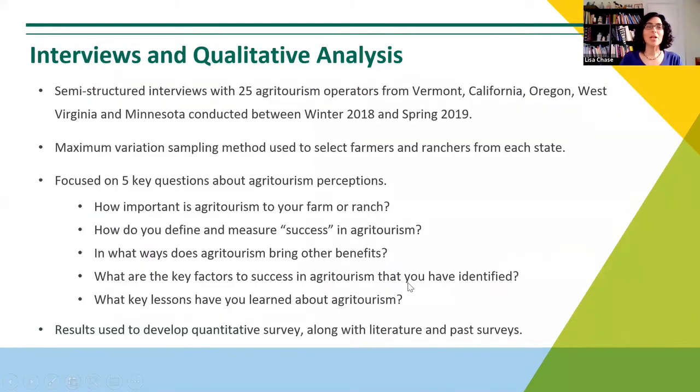We started off the study with interviews and qualitative analysis. This is an integrated research and extension study. So we started off with semi-structured interviews of 25 agritourism operators from 5 different states around the US: Vermont, California, Oregon, West Virginia, and Minnesota. All that was conducted pre-COVID, and we focused on key questions related to perceptions of success, profitability, as well as revenue, and key lessons learned about success.